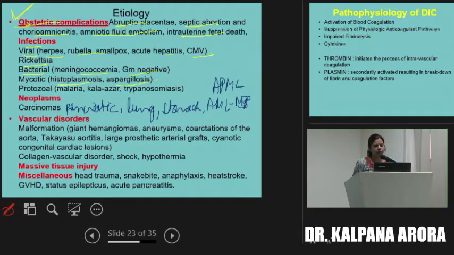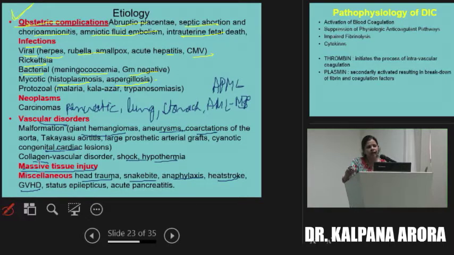Then vascular malformations like giant hemangiomas, aneurysm, coarctation of aorta, vasculitis, and cyanotic congenital heart disease can cause DIC. Then collagen vascular disorders, shock and hypothermia can cause DIC. It can be seen following massive tissue injury in road traffic accidents, following head trauma, snake bite, anaphylaxis, heat stroke, and graft versus host disease. All these things can cause the development of DIC.